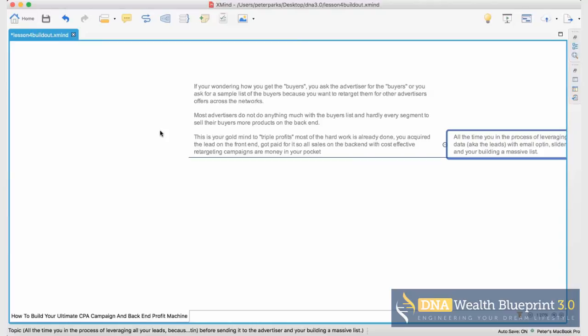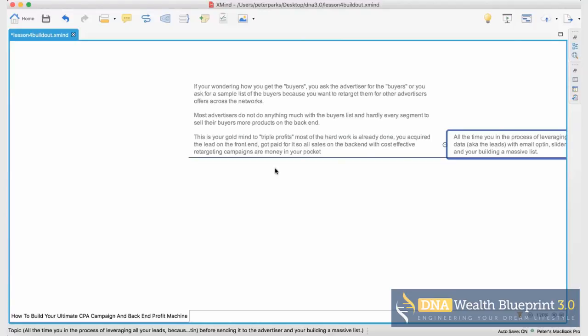You can take that list and run it through Facebook, and do a retargeting campaign on Facebook. You can break that buyers list down into a lookalike audience to scale it out, so that you can get more data and more conversions for the advertiser. This is what I call the gold mine to triple profits, because most of the hard work is already done.